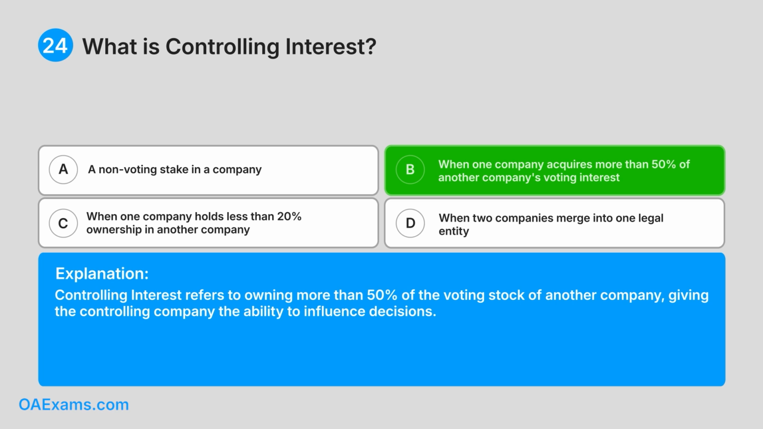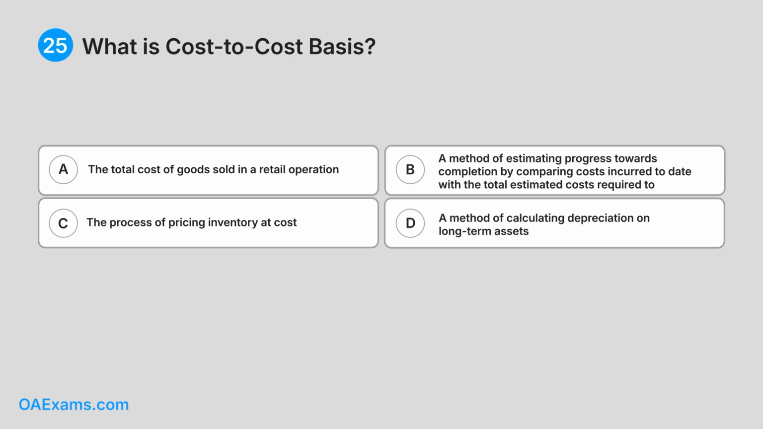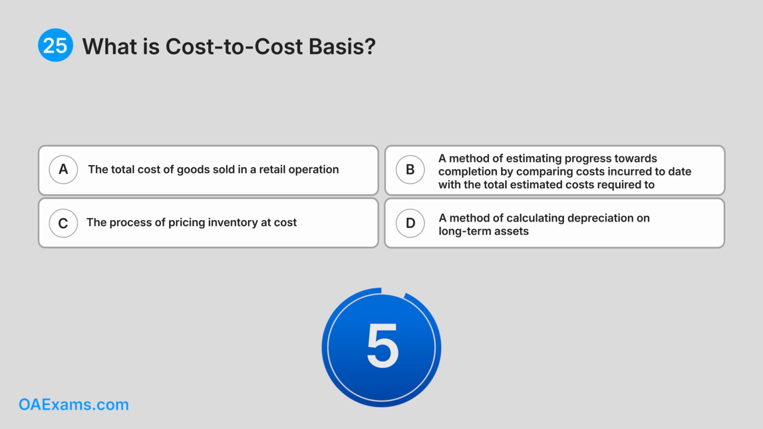Explanation. Controlling interest refers to owning more than 50% of the voting stock of another company, giving the controlling company the ability to influence decisions. 25. What is cost-to-cost basis? A. The total cost of goods sold in a retail operation. B. A method of estimating progress towards completion by comparing costs incurred to date with the total estimated costs required to complete the contract. C. The process of pricing inventory at cost. D. A method of calculating depreciation on long-term assets. What do you think is the answer?